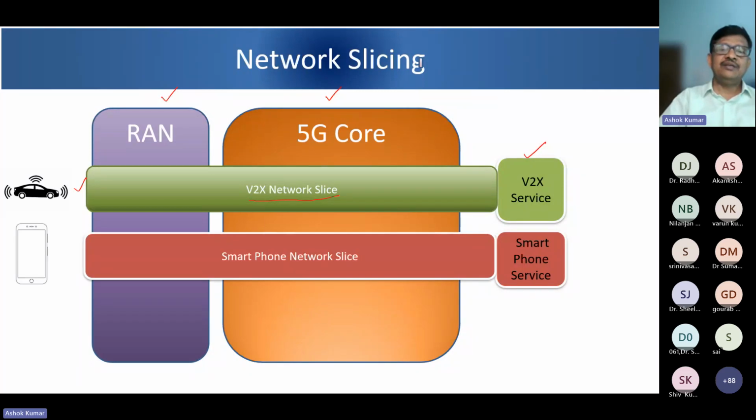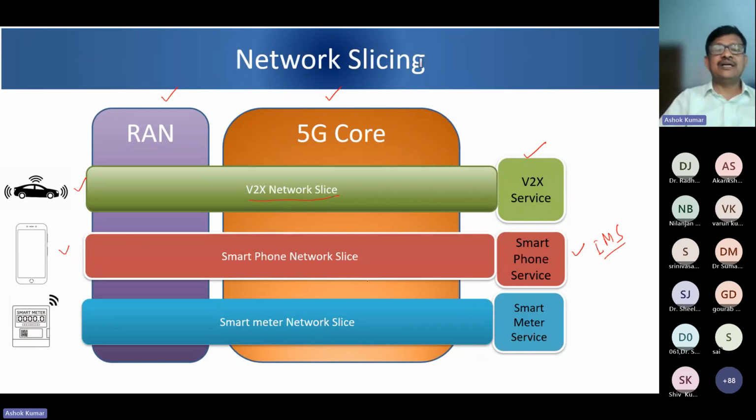The other example can be a slice for a smartphone. That means use of this particular slice by humans, and then it will connect to a smartphone service. In our case, if it is, say, a voice call, then it will connect to the IMS system in the 5G network. And then finally, it may be a smart meter network slice, and it will connect to the server related to the smart meter. So there can be n number of slices. There is no limit defined on how many end-to-end slices I can create, right?